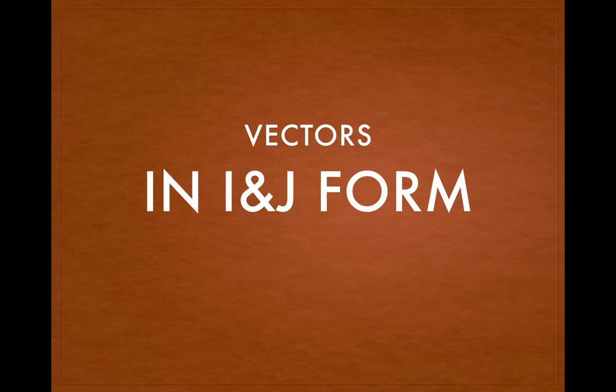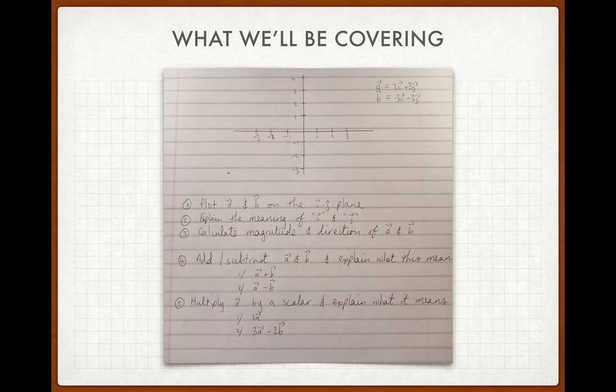In ij form. So we'll start with what we'll be covering. At the top right hand corner we have two vectors. The vector A is 2i plus 3j, the vector B is equal to minus 3i minus 3j.